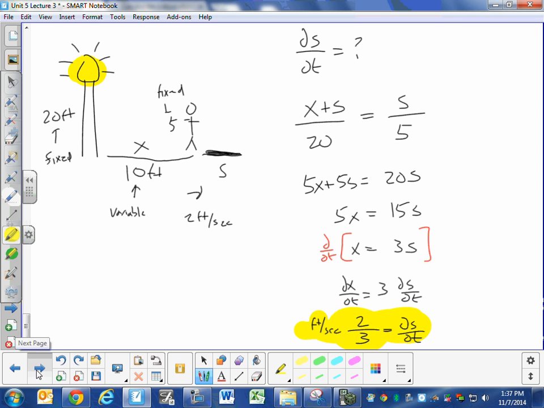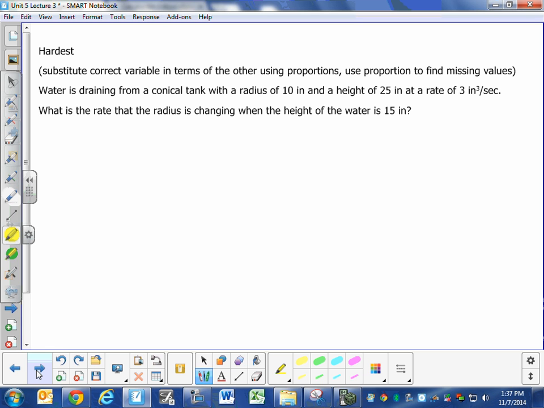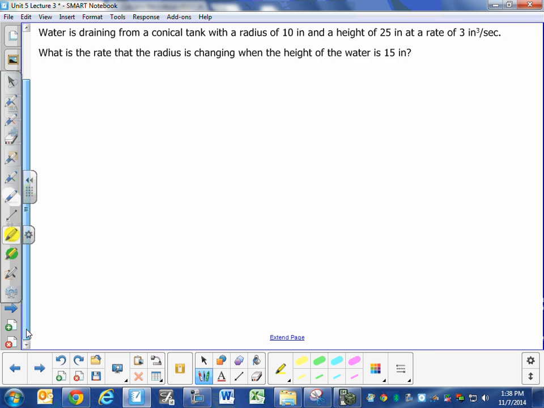Okay, moving to the hardest type of problem. So I need to substitute a variable in terms of another using proportions, and I'm also going to use the proportion to find the missing values. Let's do this. Is this the last one? Yeah, all right.